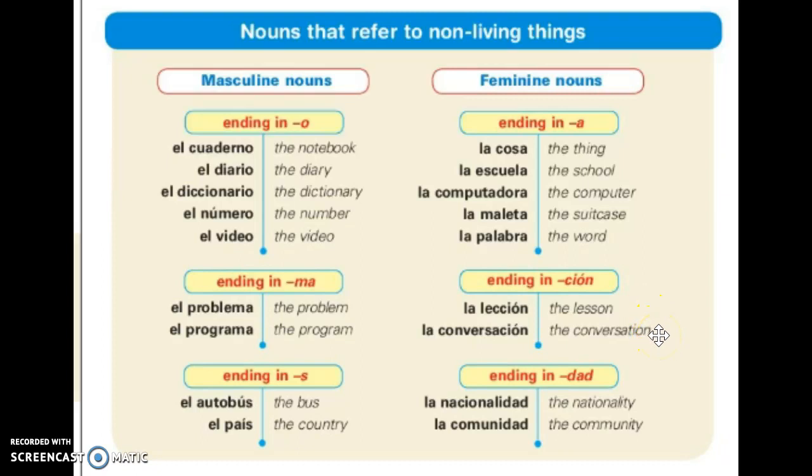If it ends in C-I-O-N, you know it's going to be feminine. And then D-A-D, or dad. Nacionalidad, la comunidad, those are going to be feminine. And so one way to remember that, students in the past have said they remember it because your dad is masculine, but it's going to be the opposite of what you think it's going to be. Not sure if that's more confusing or not, but that's a good way to remember it to me.